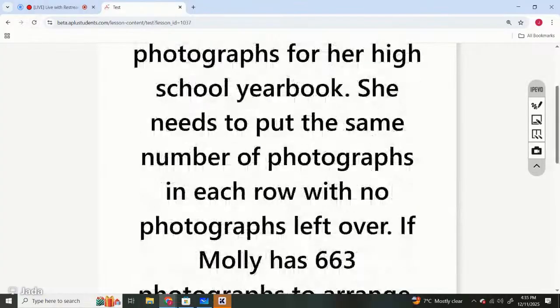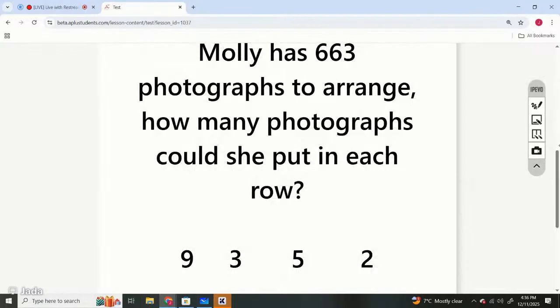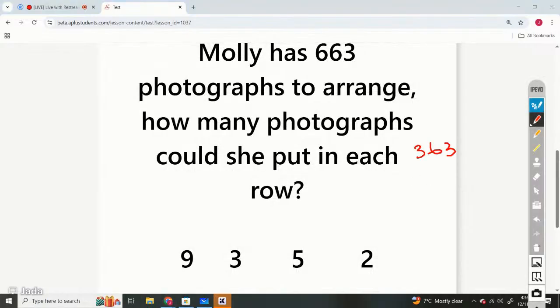More high school yearbook. She needs to put the same number of photographs in each row with no photographs left over. If Molly has 663 photographs to arrange, how many photographs could she put in each row? Basically, we have to see which number can easily divide 663. So, for that purpose, we need to use the divisibility rules, right? Which number it is divisible by.